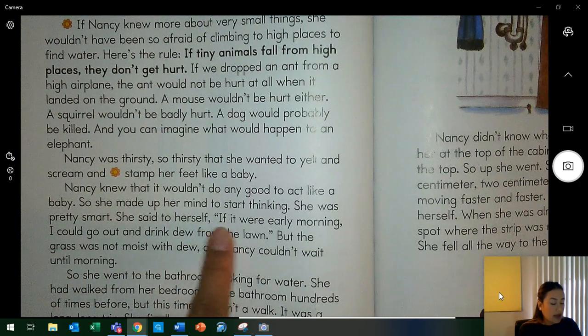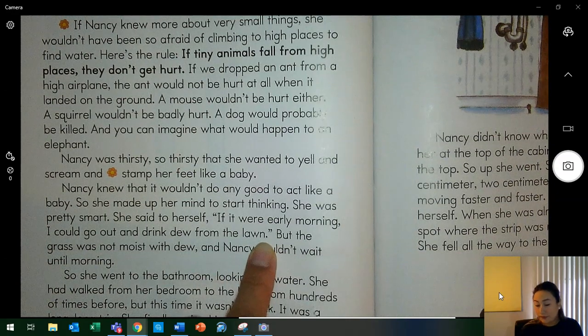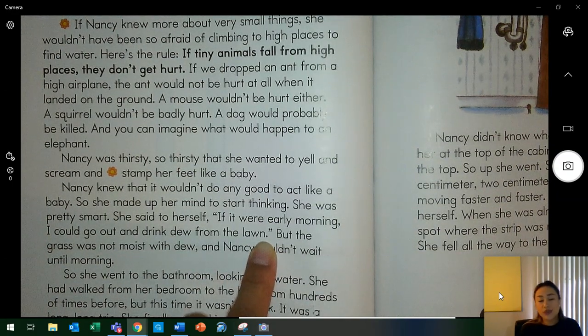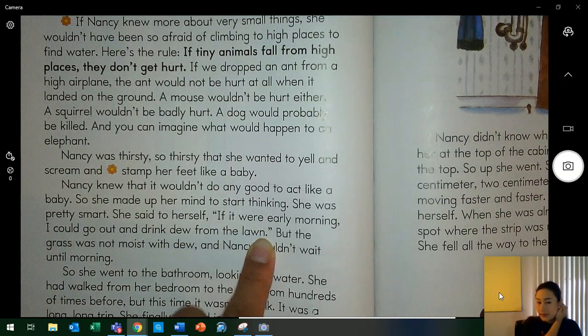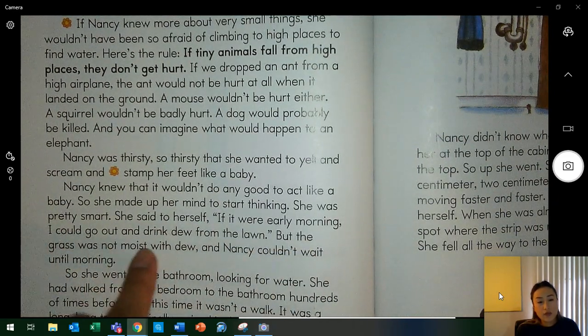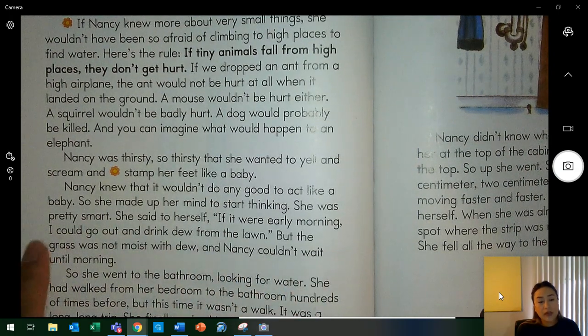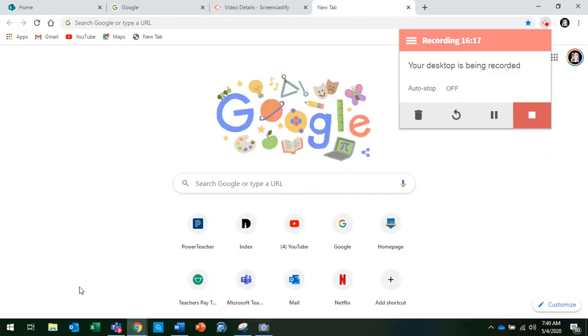She said to herself, if it were early morning, I could go out and drink dew from the lawn. Stop right there. What is dew on the lawn? Think big. Get ready. Right, drops of water on the grass. When do you see dew? Get ready. Right, in the morning. Keep tracking. But the grass was not moist with dew, and Nancy couldn't wait until morning. Stop right there, boys and girls.